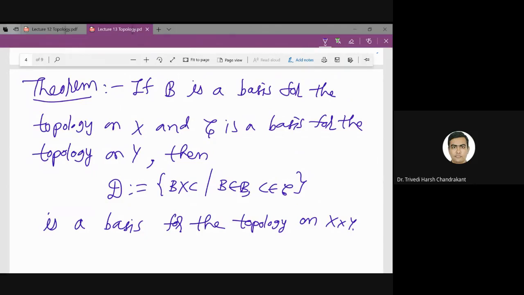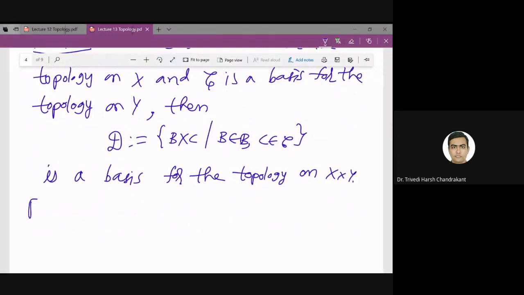So what is the question? The question is that we have to show D is a basis, and every basis is on some set. So that set is x cross y. That is the only thing we are claiming here. So basically we need to check both the properties of the basis. And the proof is more or less the same as the last proposition which we have proved.